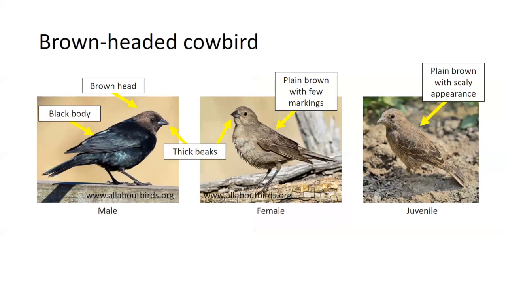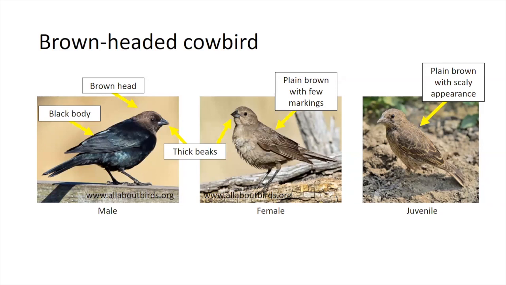And the brown-headed cowbird, like the name implies, the male has a brown head and a pretty black body. They have thick beaks that enable them to eat that grain. She's pretty plain brown with few markings, and the juveniles have a scaly appearance. And the juveniles are kind of interesting. This species is what is called a nest parasite, which means that they lay their eggs in the nests of other birds. And this allowed them to continue to follow the large mammal herds to forage, while another bird would take care of their offspring.